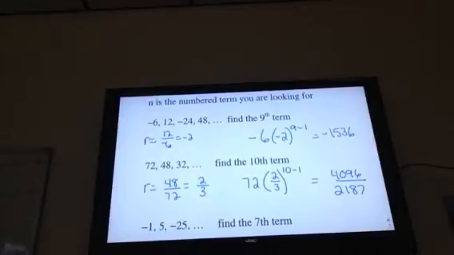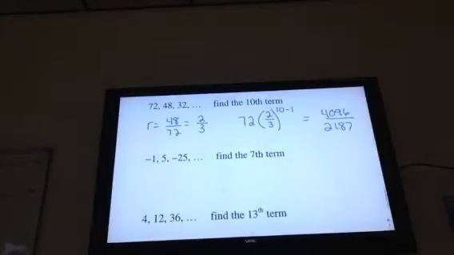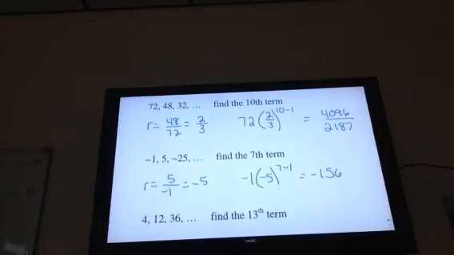All right, next question. Find the 7th term. So my ratio is 5 over -1, which is -5. And I plug it into my formula, which you do not need to memorize. First term times r to the 7 minus 1 power. So -1 parentheses -5 to the 7 minus 1 power, and I get 15,625.